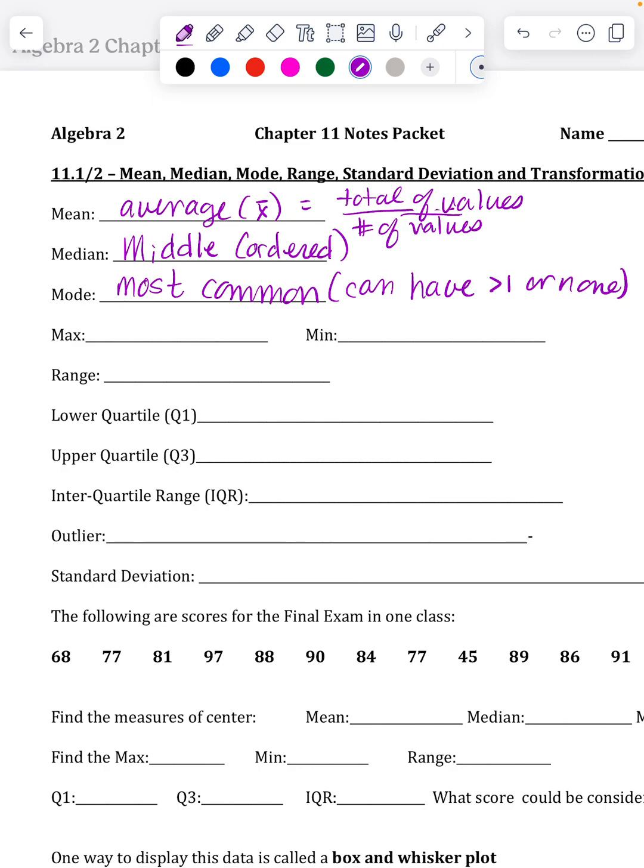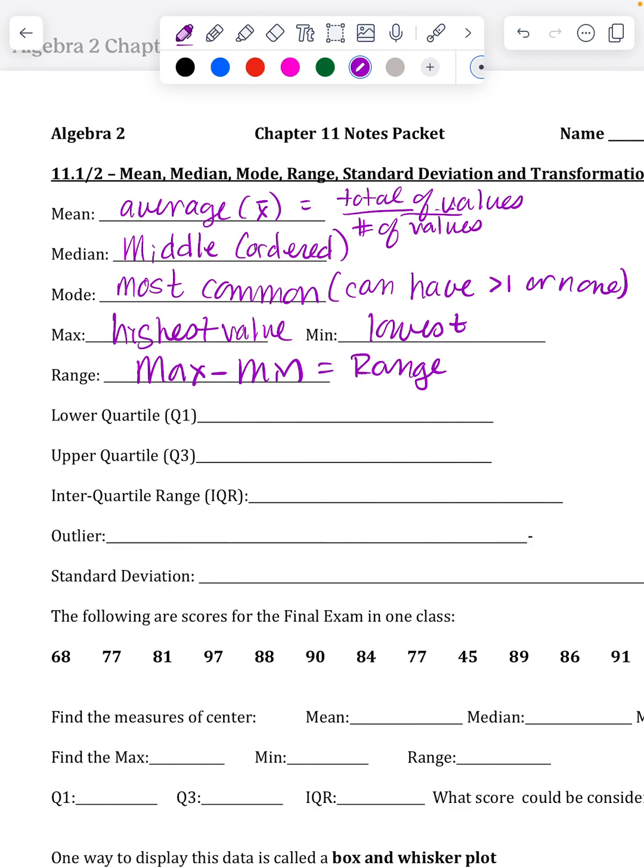Your max is going to be your highest value. And your minimum is going to be your lowest value. And those come in handy because to find the range, you're going to take the max minus the min. And then that will give you your range as a single value.